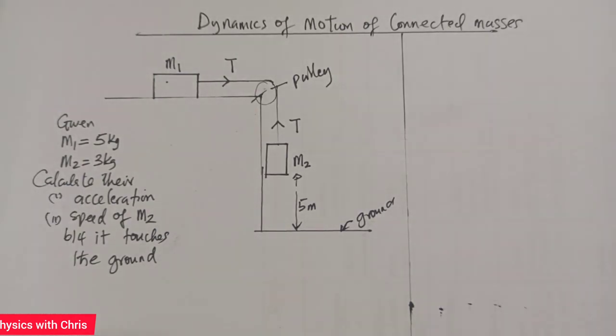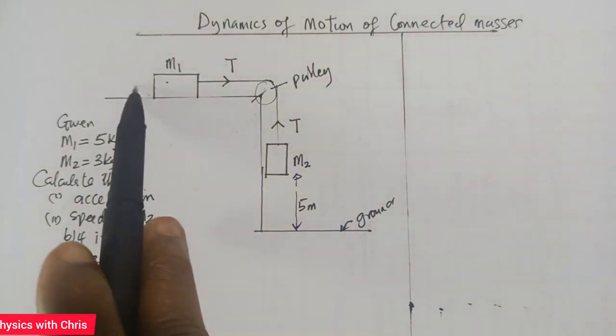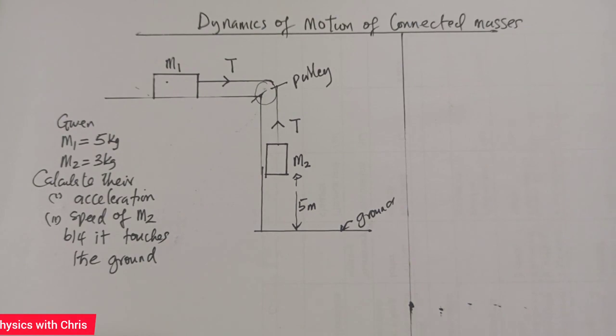Given that mass M1 is 5 kg and M2 is 3 kg, we have to calculate their common acceleration, because the two masses, if allowed to move in the first place, accelerate at the same rate. That is, M1 accelerates in the horizontal direction and M2 accelerates in the vertical direction. And then, given the height of M2 above the ground level, let's say 5 meters, what will be the speed of M2 just before it hits the ground? We are still going to look at that.